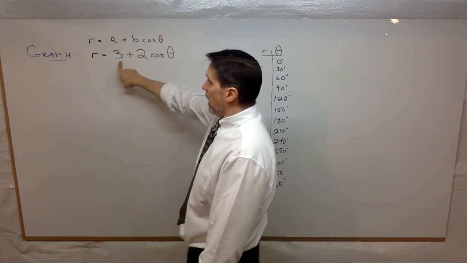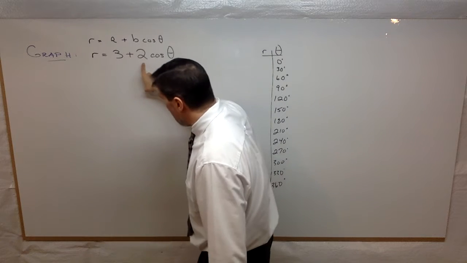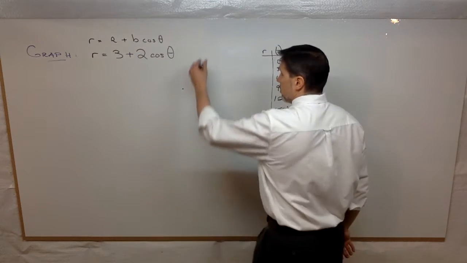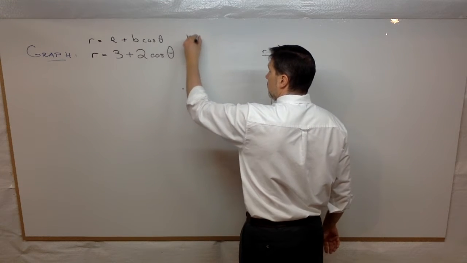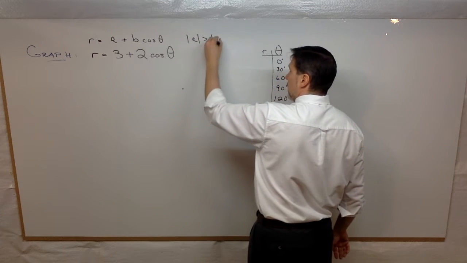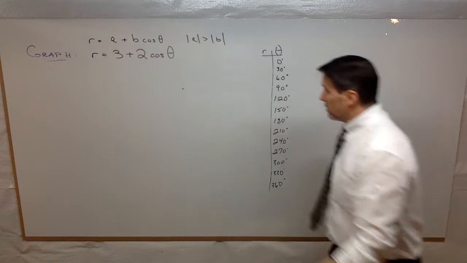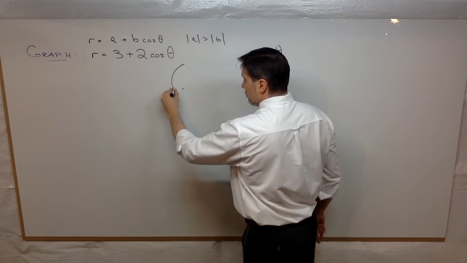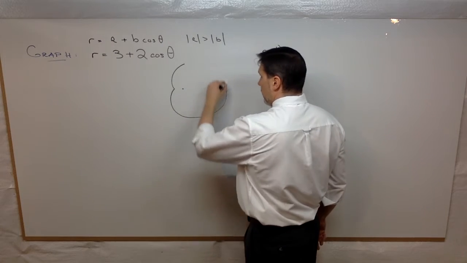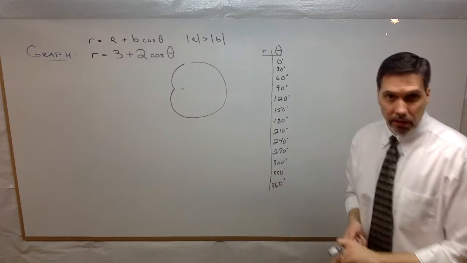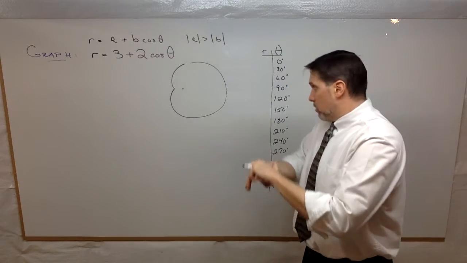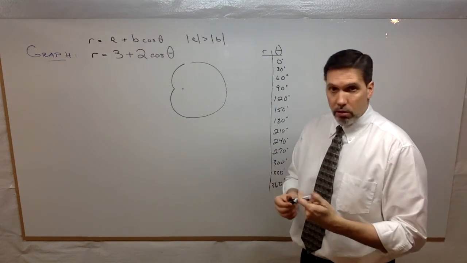Well, if you take a look at the absolute value of A, compare it to the absolute value of B, 3 is greater than 2. So the absolute value of A is greater than the absolute value of B, means that this limaçon is not going to do one of these numbers. Fake into the pole, come back out. It's going to look something like this. And the majority of it will be to the right. So, spoiler alert, this is what this thing looks like.